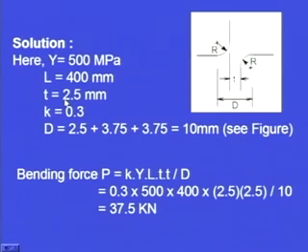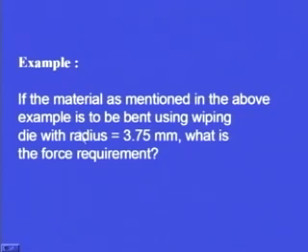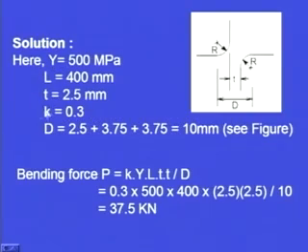In case of the wiping type of die, as in this particular problem, it has already been specified that this particular material has to be bent using a wiping die. So, in case of a wiping die, the value of K is taken as 0.3. Now, the die opening is calculated. In the previous case, the die opening was given as 10 times the thickness of the material. The thickness was 2.5, and 10 times means we took the die opening as 25 millimeter, 10 multiplied by 2.5. But here the die opening has not been specified.